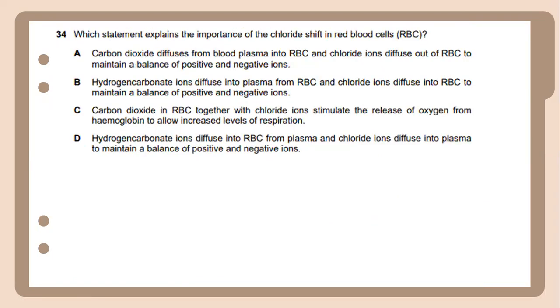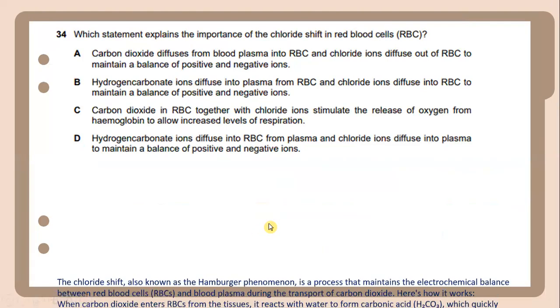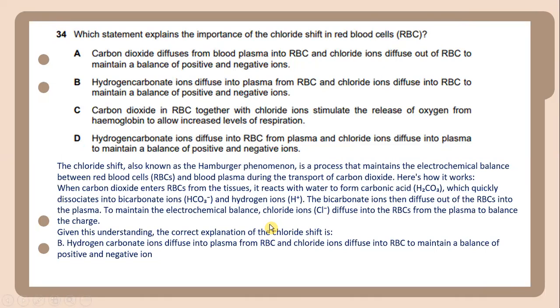34. Which statement explains the importance of the chloride shift in the red blood cells? The correct answer is hydrogen carbonate ion diffused into plasma from RBC and chloride ion diffused into RBC to maintain a balance of positive and negative ion. So the explanation is the chloride shift, also known as the Hamburger phenomenon, and it is a process that maintains the electrochemical balance between the red blood cell and the blood plasma during the transport of carbon dioxide.